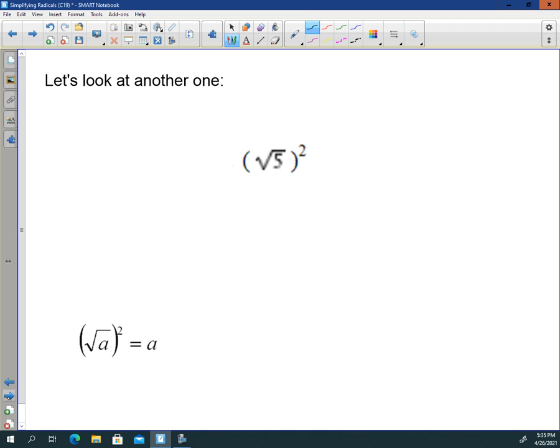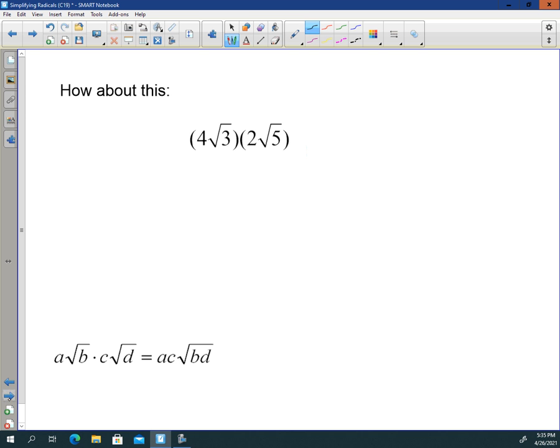Here's another example. If we wanted to square the square root of 5, we use this rule right here. When you square the square root of anything, you just get that thing back. And that is very handy. You've been doing that with your Pythagorean theorem problems. The square root of x squared is always x. The square root of c squared is c. It's just the thing underneath that square root symbol.